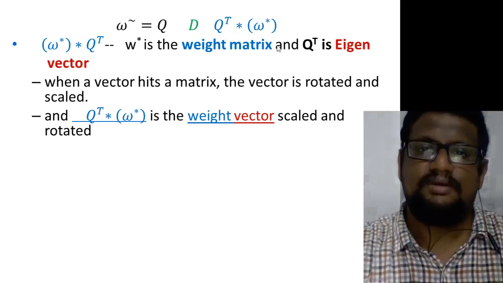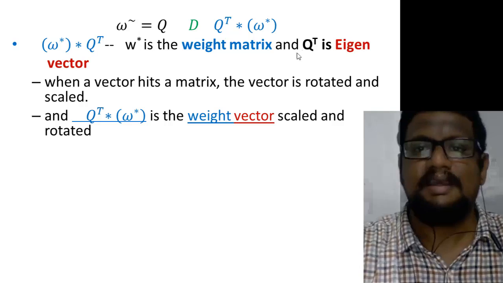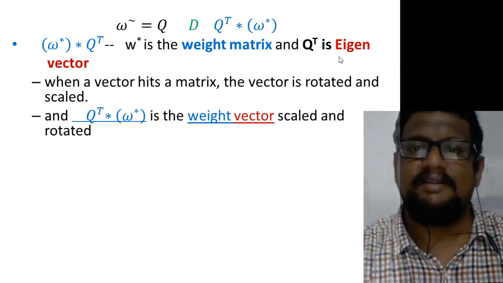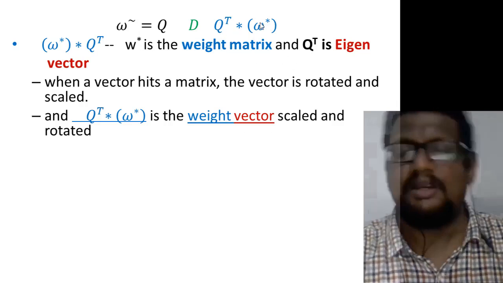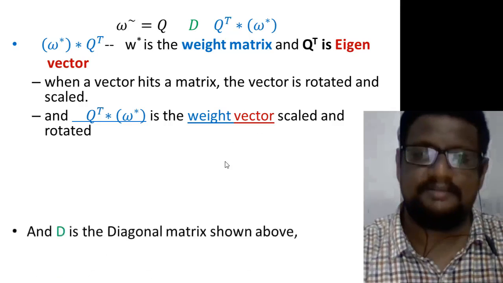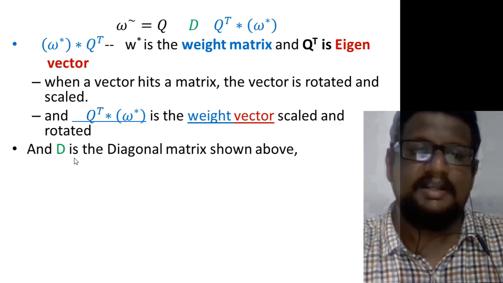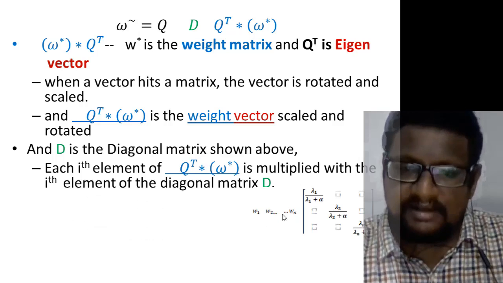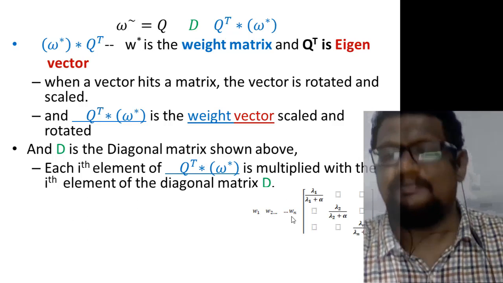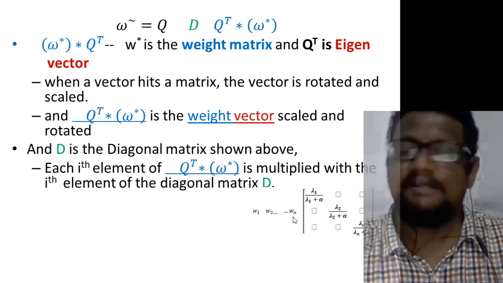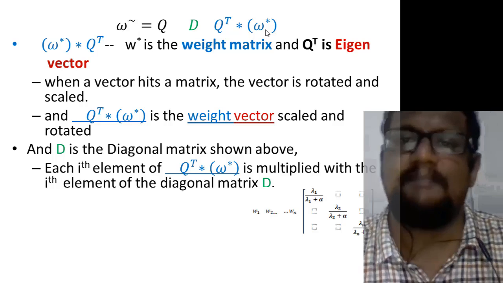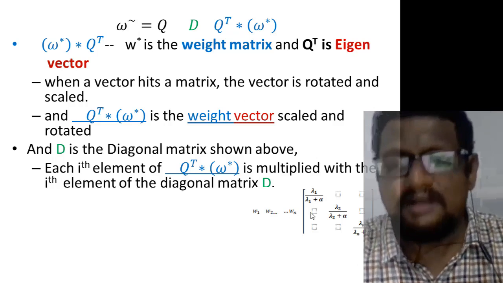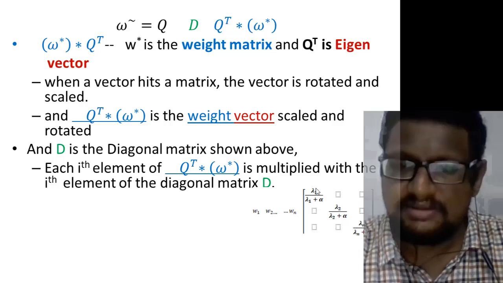So the weight matrix, that is W star, is multiplied by the eigenvector matrix Q transpose. When they are multiplied, it is now called a weight vector. Now the derived weight vector is multiplied by the diagonal matrix. And what happens there? Let us see. D is the diagonal matrix shown above in the previous slide. And when you multiply that weight vector, W1 to Wn, which is the dimension of the weight vector, being a matrix converted by multiplying with a vector, that gets converted to a vector. And this weight vector is multiplied by the diagonal matrix as we saw in the last slide.